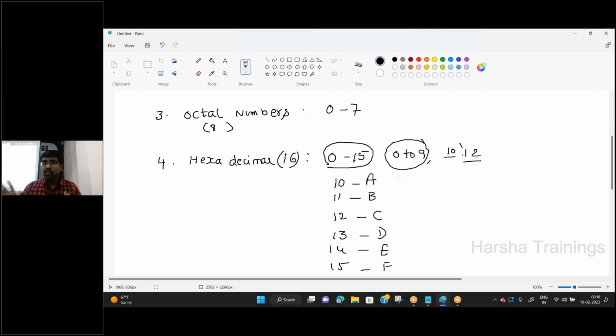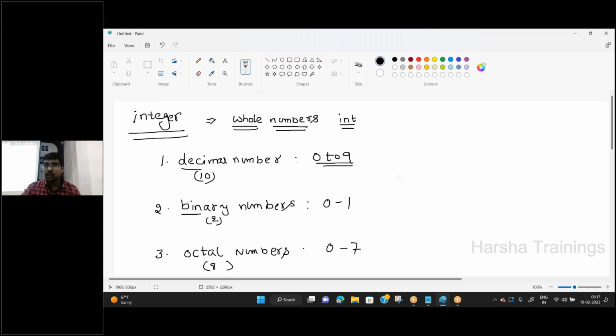Now, just now I discussed different types of integer numbers supported by Python programming. What are the 4 types of numbers? Decimal numbers, binary numbers, octal numbers, hexadecimal numbers. Now, from right now onwards, I am asking the questions. Anyone give the answer: a equals 53. Now, 53 is which type of number?